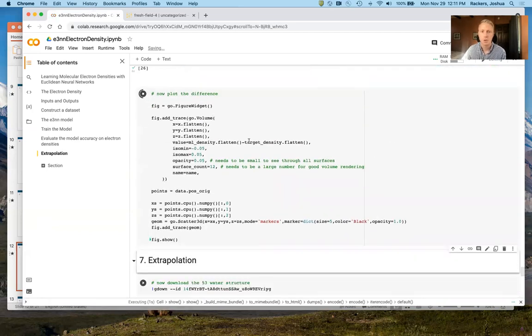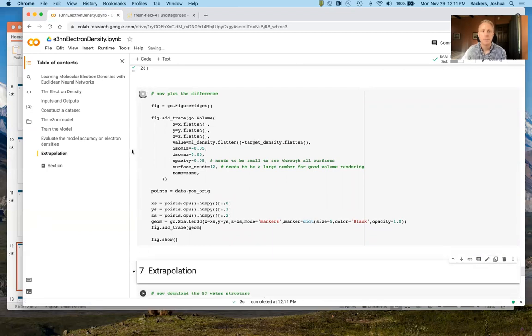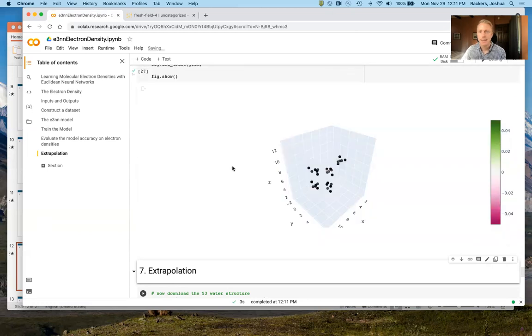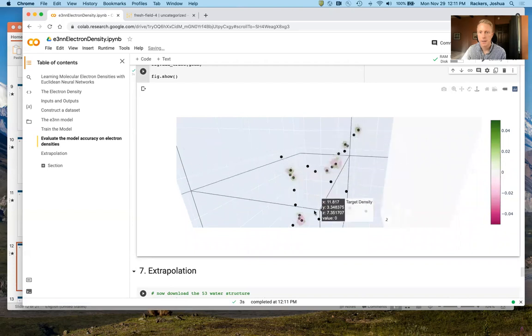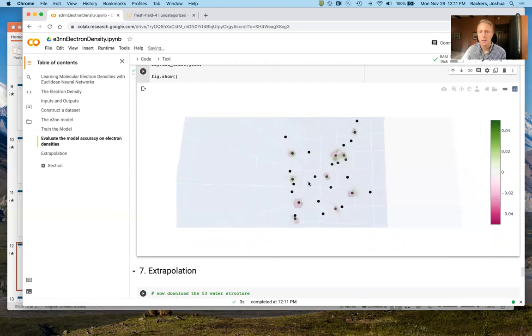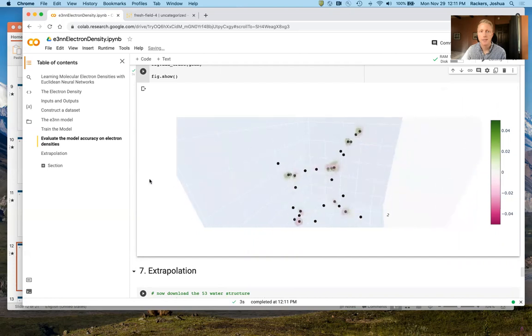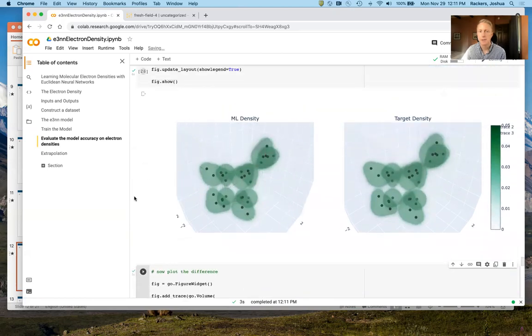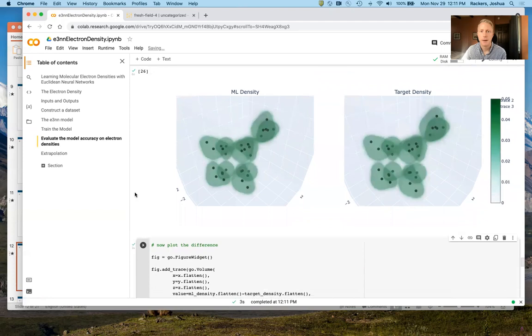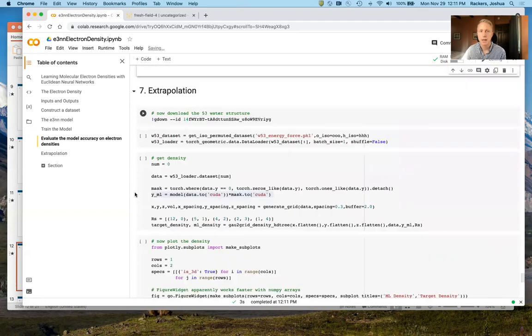So now we're taking the machine learned minus the target density. And we're going to plot that. And what you can see is that this density is very accurate. Notice the scale here is tiny. This is 0.04 to negative 0.04 electrons. And the error is all localized to these tiny areas around the nuclei. And so, if you compare the scale of the error here to the overall density, you can see that this model does quite well at this density prediction task.